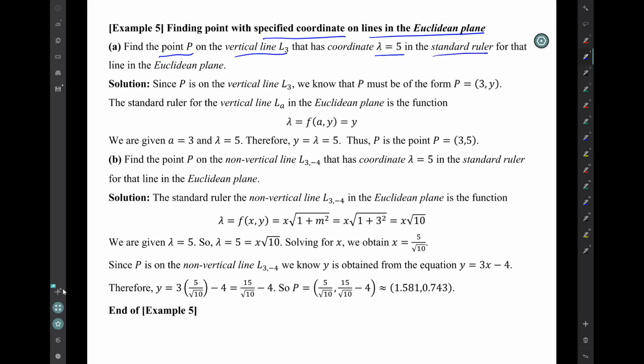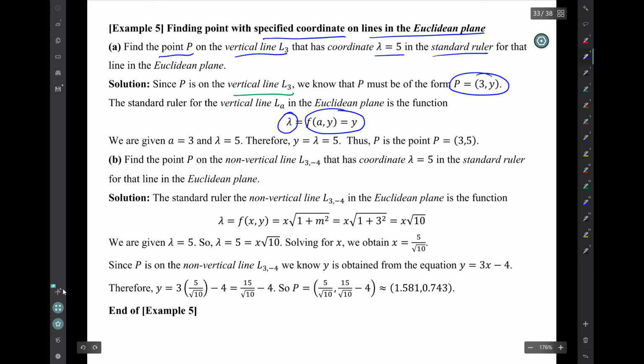Okay, well this is a fairly easy one. Since the line we're talking about is a vertical line, we know that the point P must be of this form, (3, y), because it's on the vertical line L3. So the x-coordinate has to be 3. And we know that the standard ruler for that line is this: f of (a, y) is the number y. So in other words, the value of the coordinate, the lambda, is obtained by using that formula.